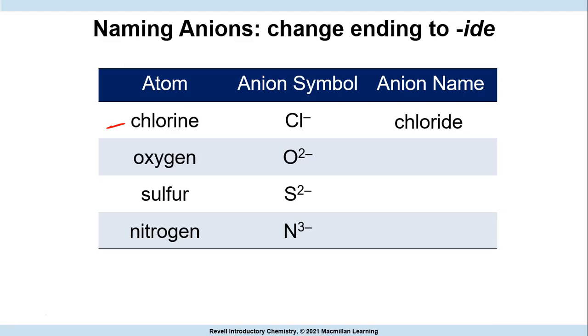Now for oxygen, oxygen is found in group 6. So for it to attain the octet, it needs to gain 2 electrons. So the oxide will be O2-, which means it has gained 2 electrons. The anion name will be called oxide. For sulfur, sulfur is also found in group 6, so it will gain 2 electrons, and the name of the anion will be sulfide. For nitrogen, nitrogen is found in group 5, so it needs to gain 3 electrons to attain the octet. So the anion symbol is N3-. The name of the anion is nitride.